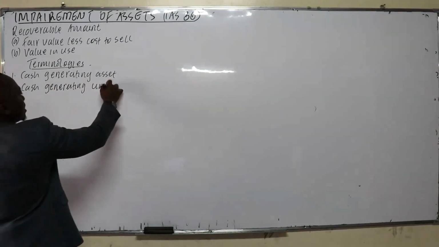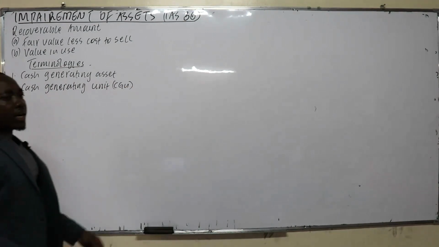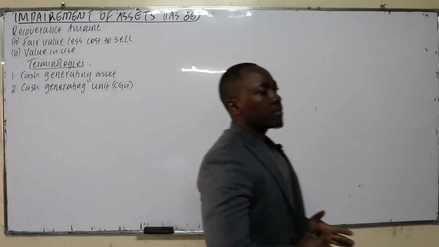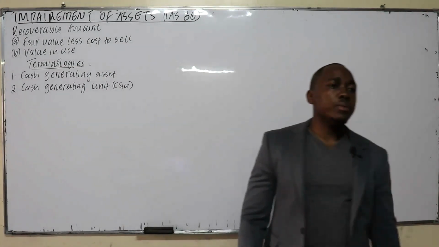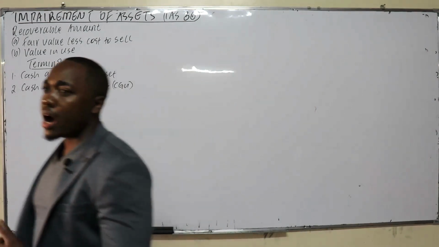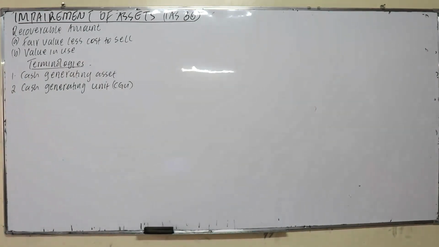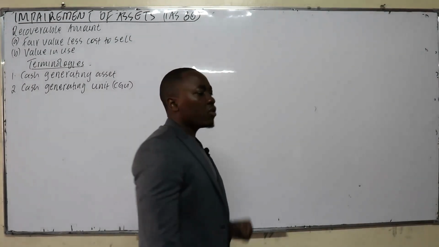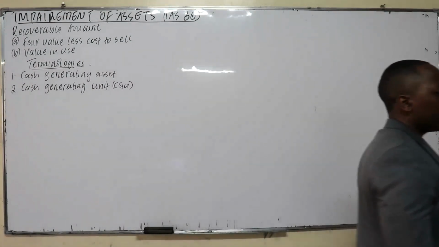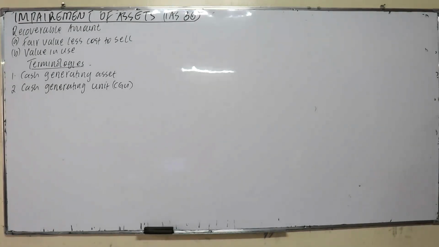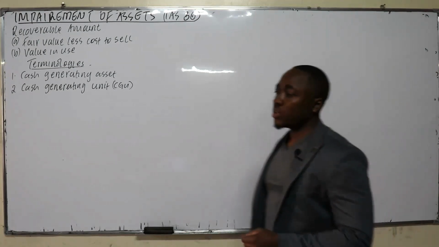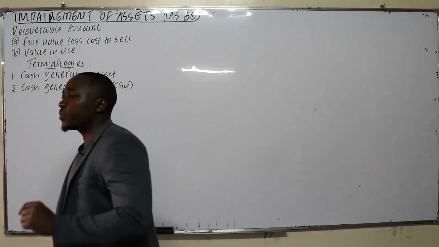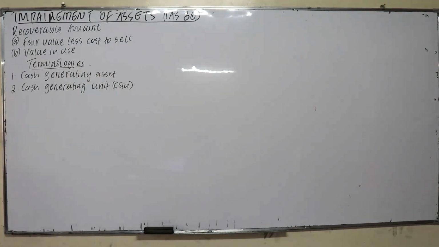Number two, cash generating units, CGU. This is a group of identifiable assets held with an objective of generating commercial returns. I repeat again, we're saying that a CGU is a group of identifiable assets held with an objective of generating what?